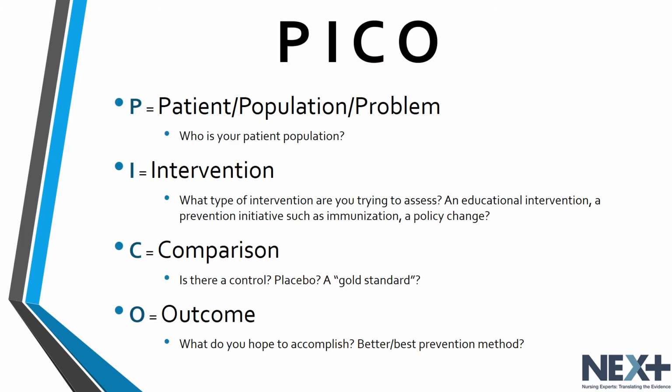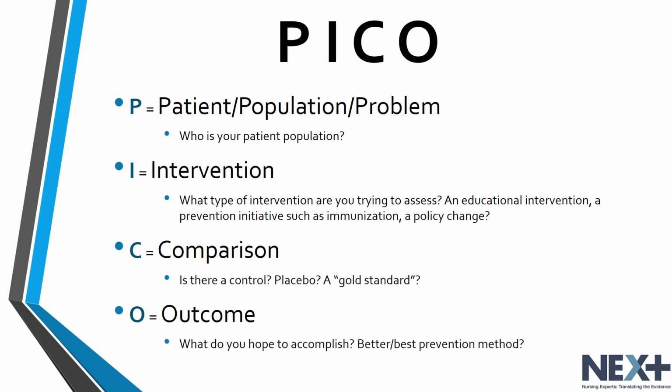PICO is a format that is used to write a good clinical question. The question needs to identify the patient, population, or problem that you intend to study, the intervention you plan to use, the comparison of one intervention to another if it is applicable, and the outcome that you anticipate. PICO is a mnemonic used to describe the four elements.